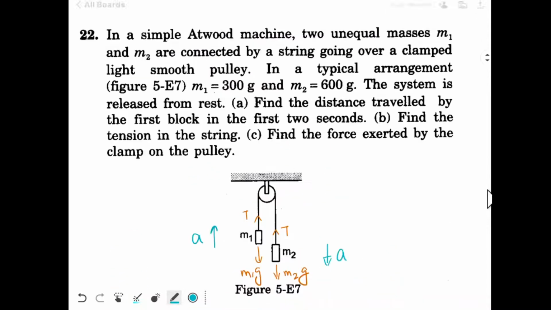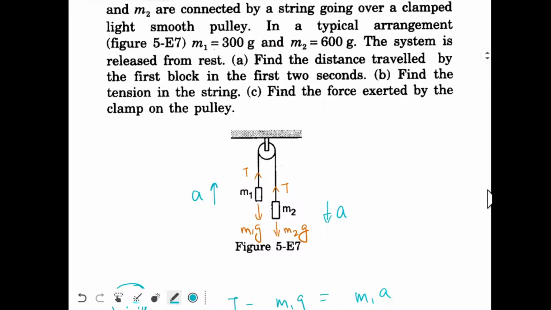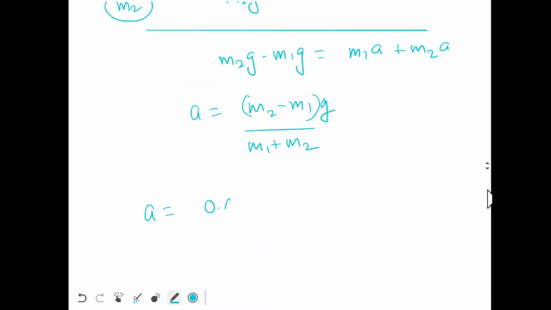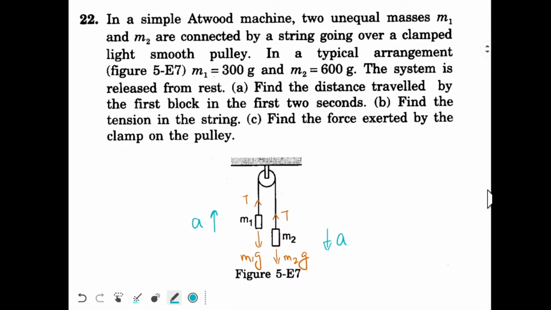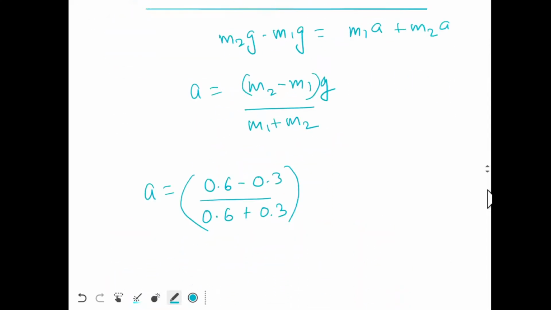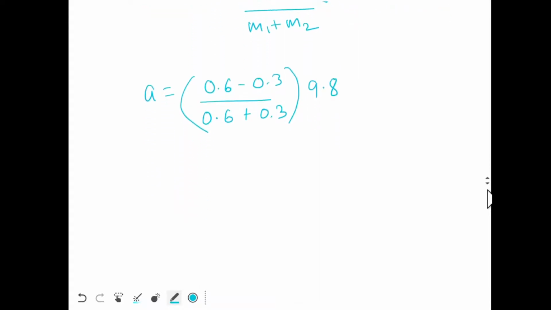Now let's just put the values. So M2 is 0.6 kilogram, M1 is 0.3 kilogram. So 0.6 minus 0.3, over 0.6 plus 0.3, multiplied by G. G is not given in the question. So G equal to 9.8, let's take it. Okay. So this will come out to be equal to 9.8 by 3 meter per second square.